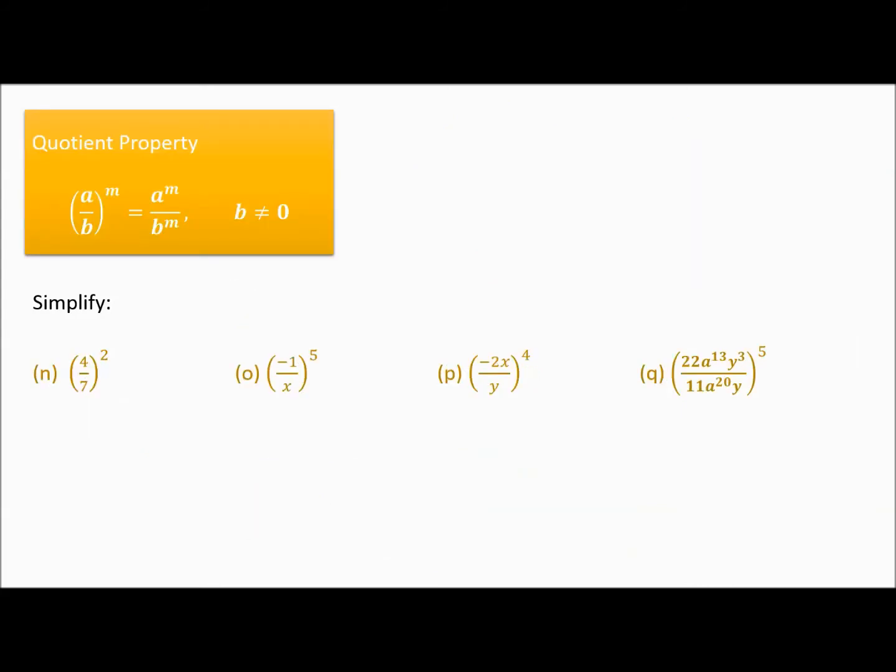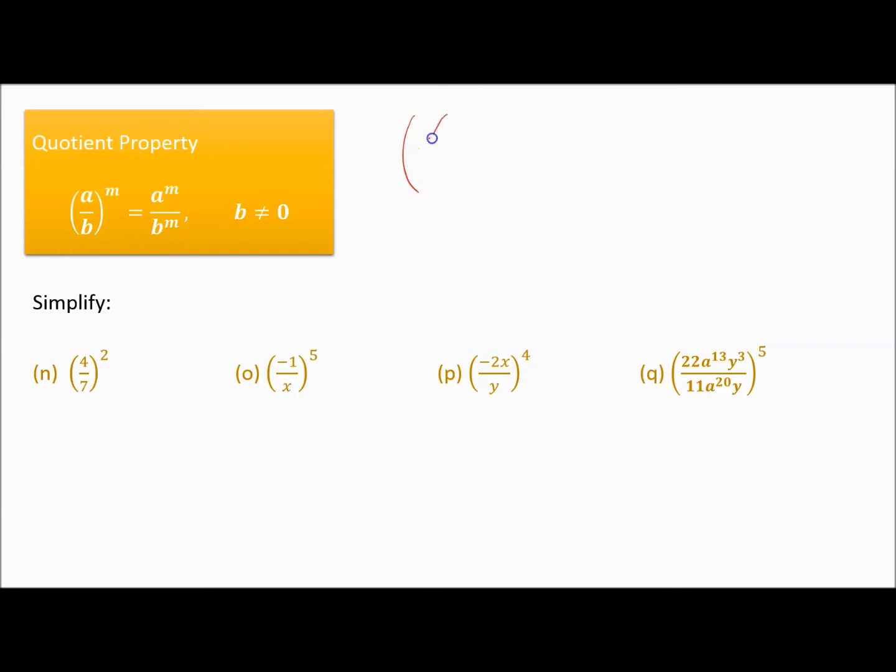Now I've got a new definition or a new property for you. We see that (A over B) to the M is A to the M power divided by B to the M power, as long as your denominator B is not equal to 0. This is true. Let's talk about why this is true. Let me give you an example.